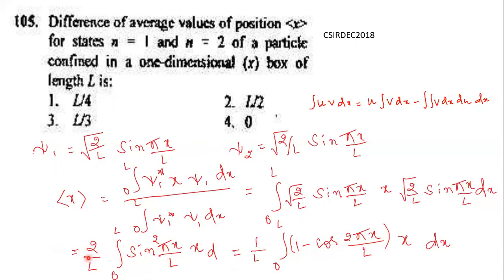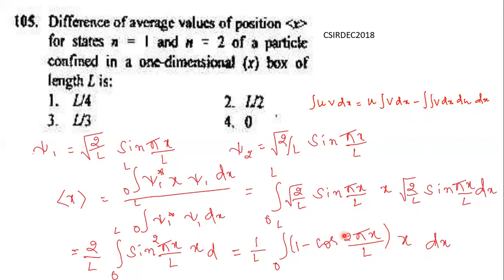Instead of sine square pi x by L, you can write this. Then this x is written here, dx. Then you multiply this x with this term once and this x with this term once. Then do the integration separately, and for that we need to make use of the integration of a product of two functions. Integration of u v dx is equal to u into integration of v dx minus integration of (integration of v dx) times du dx.